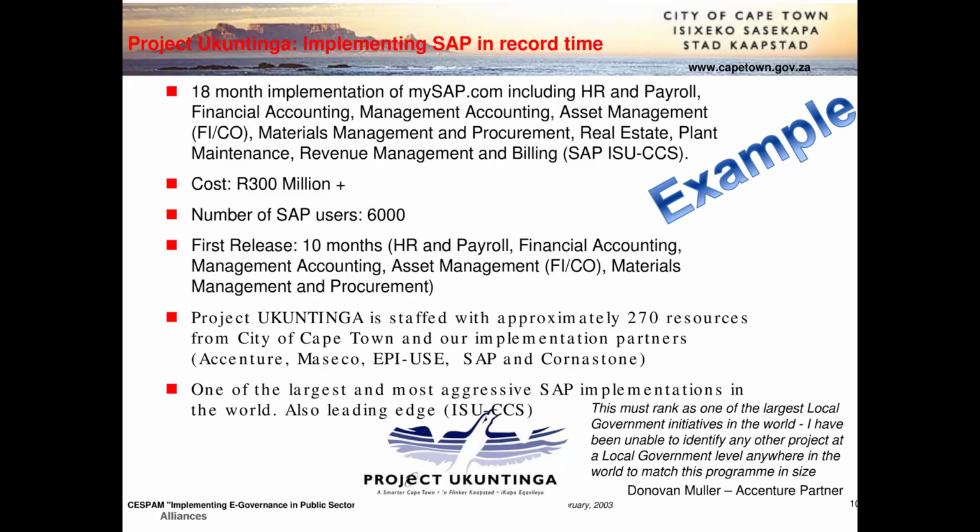So you could think of the project as staffed with approximately 270 resources from the City of Cape Town, and their implementation partners are Accenture, Maseko, EPIUs, SAP, and then Cornerstone. These are their resource partners. So this is one of the biggest and most aggressive SAP implementations in the world.